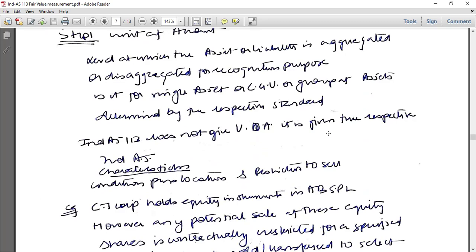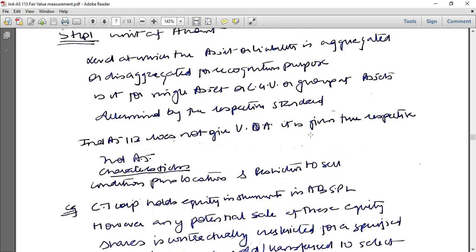FCT Corp holds equity instruments in ASP, ADSPL. However, any potential sale of these equity shares is contractually restricted for a specified period and can be sold or transferred to select categories of investors. Is this restriction a characteristic of the instrument? How should the fair value be determined?